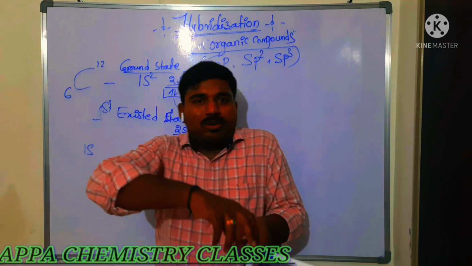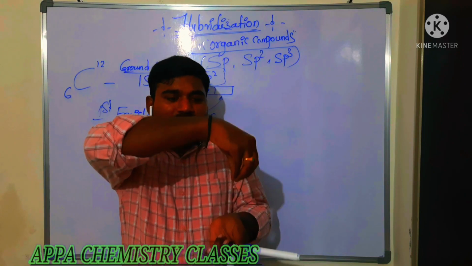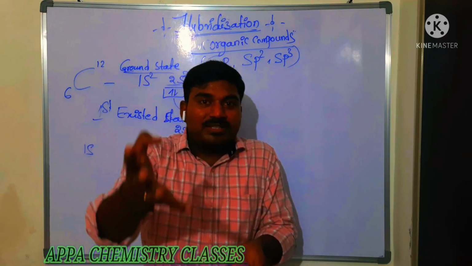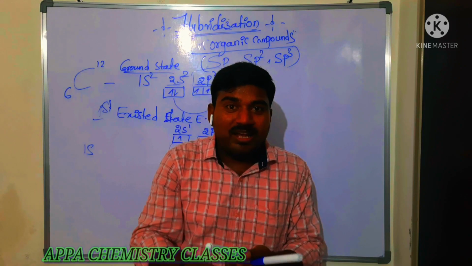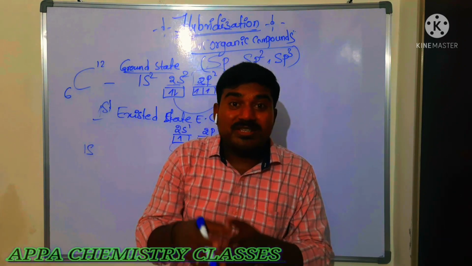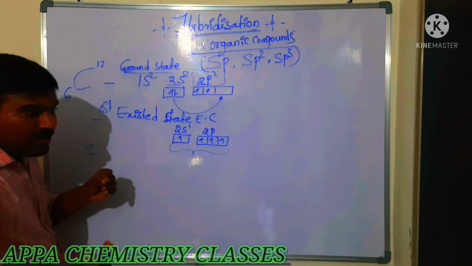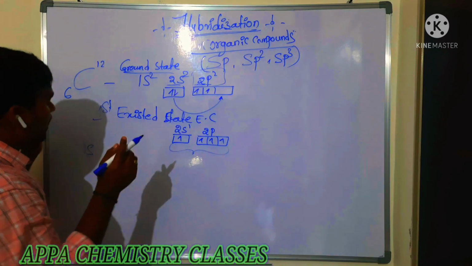So one more bond will be up like this. Then what happens? It is three-dimensional. This sp and sp2 are planar in nature, whereas sp3 is a non-planar compound, which is out of the plane. Okay? So the geometry of the molecule is mainly based on the hybridization.